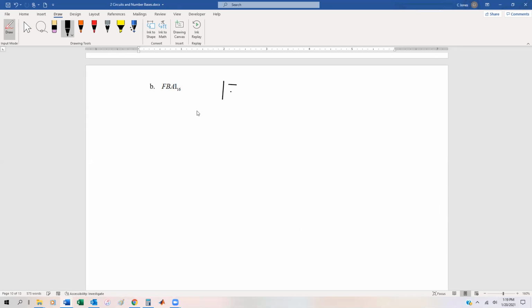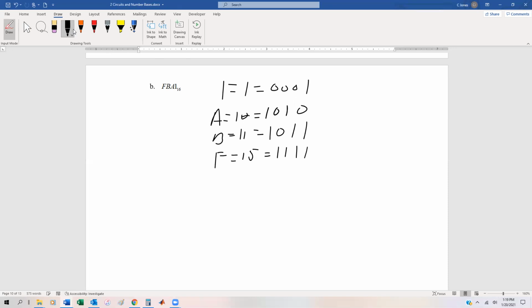Right? Now, 1 is just 1, which is 0001. A is 10, and 10 is 8 plus 2. That's, sorry, 1010. B is 11, so that's going to be 1011. Right? So we just added one more. And then F is 15, and 15 is just everything, right? That's 8 plus 4 plus 2 plus 1.